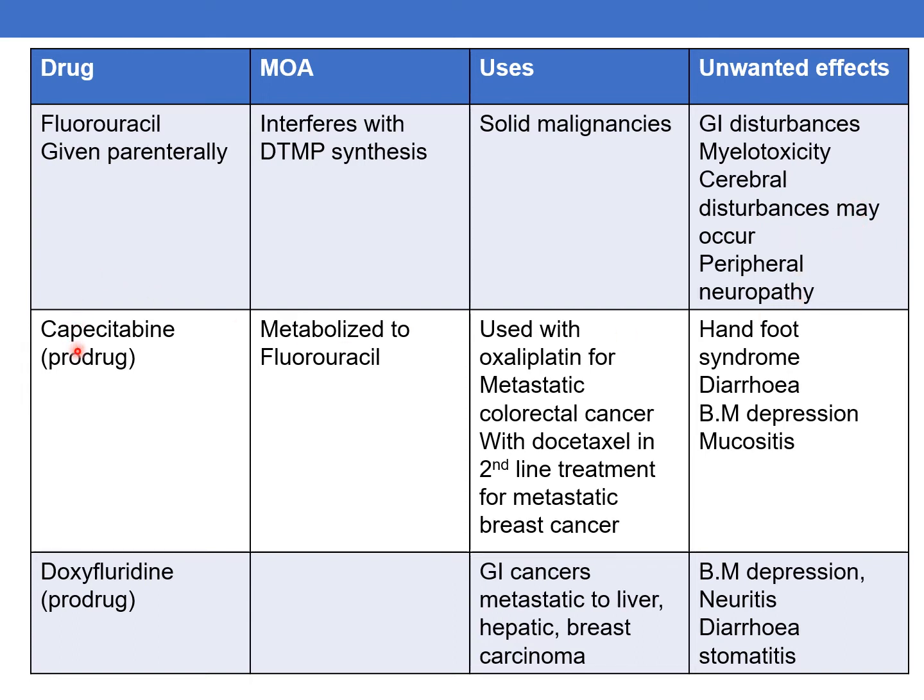The other drug is capecitabine. It is a prodrug. It is metabolized to fluorouracil. It is used with oxaliplatin for metastatic colorectal cancer and with docetaxel in the second line treatment of metastatic breast cancer. Unwanted effects are hand-foot syndrome, diarrhea, bone marrow depression and mucositis.